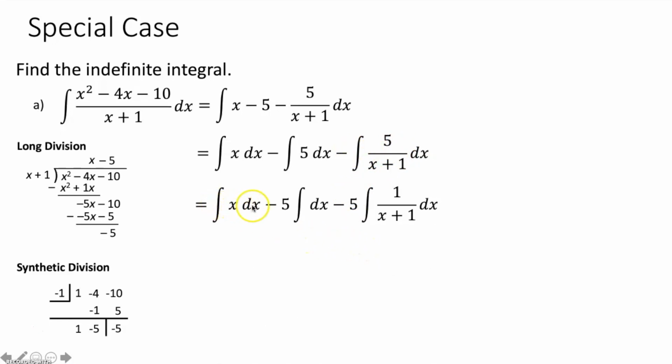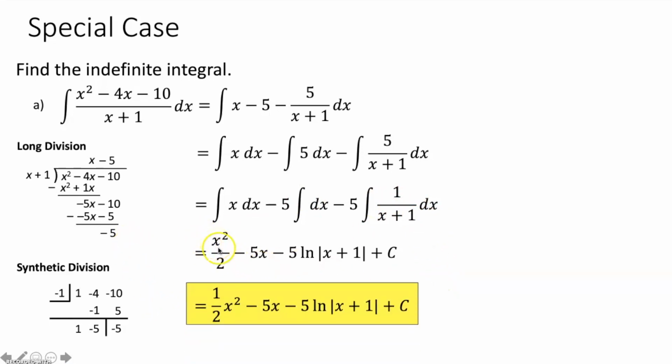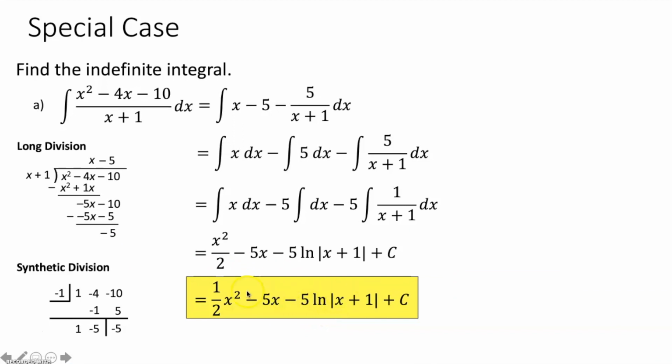The integral of x dx is going to be x squared over 2 plus c. The integral of dx is going to be x plus c. The integral of 1 over x plus 1 dx, remember we have x to the first in our denominator, we have 1 in our numerator. That means this is just going to be the natural log of the absolute value of our denominator, x plus 1 plus c. Now you can box this up as your answer, call it a day, or you could rewrite this with a 1/2 multiplied to our x squared to make it look a little nicer. Either way, this is the answer to our indefinite integral up here.